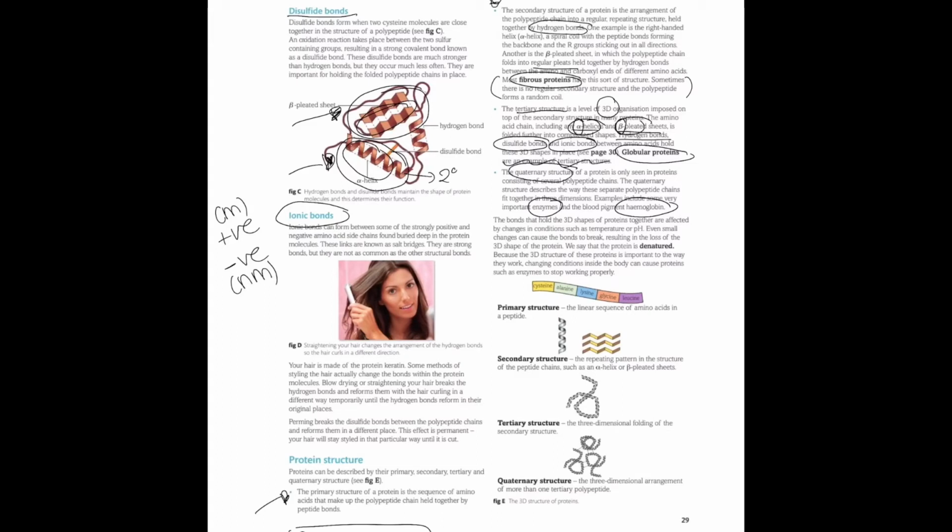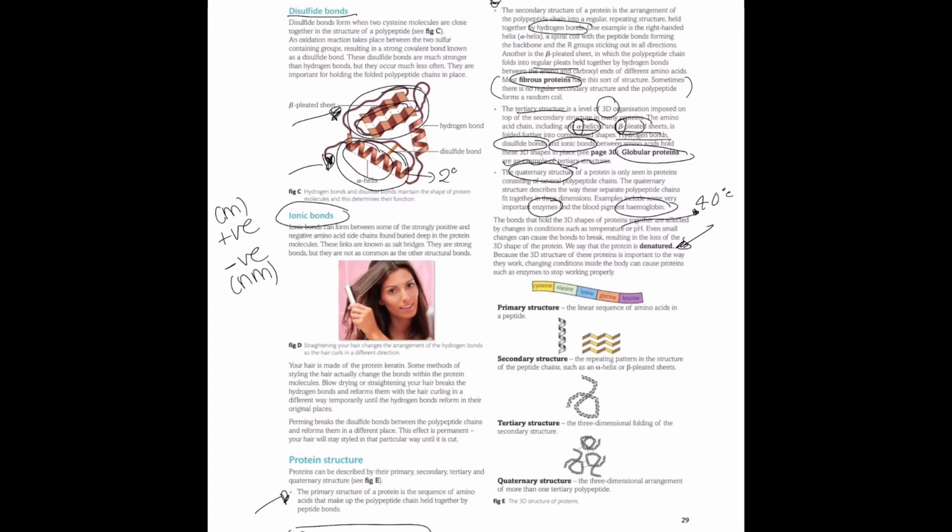The bonds that hold the 3D shapes of proteins together are affected by changes in conditions such as temperature or pH. Even small changes can cause the bonds to break, resulting in the loss of the 3D shape of the protein. We say the protein has denatured. You may have come across this in GCSE. So the example would have been enzymes, and you would learn later on that the temperature that kills enzymes, which are proteins, is 40 degrees.